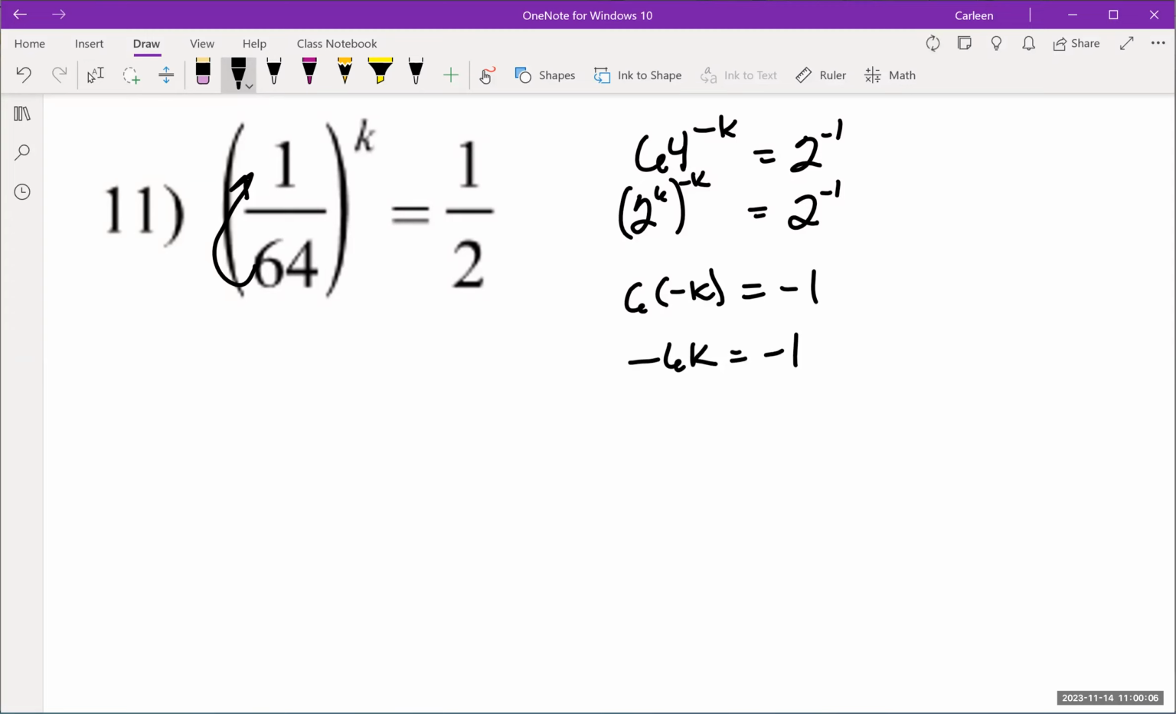Last step. Divide by -6. And we're not going to change that to a decimal because it's not a nice clean decimal that I know of. What is 1/6? 1 divided by 6? No. It's a repeating decimal. We're leaving it as a fraction.